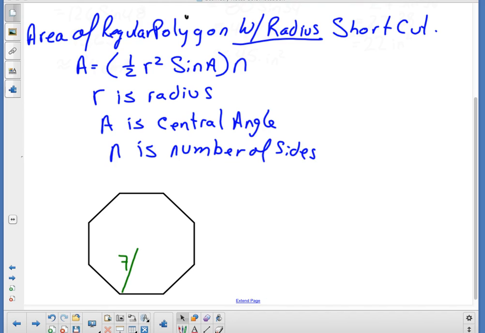Now, here's the thing. Let's look at this. Area of a regular polygon with radius shortcut. If you're provided a radius, on Tuesday I showed you how to use that radius to find the apothem and use that radius to find the length of the missing side. And you had to double that, remember? You had to take that length of the side you found and double it to make it the full side of the polygon. Well, here's how this works. You ready?